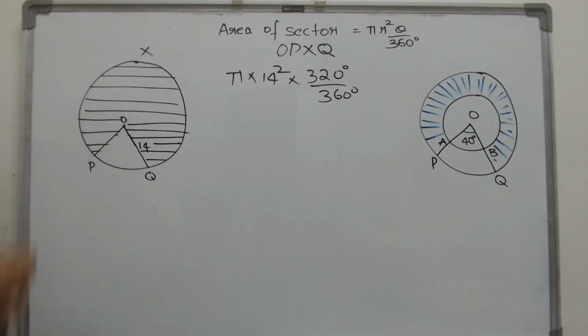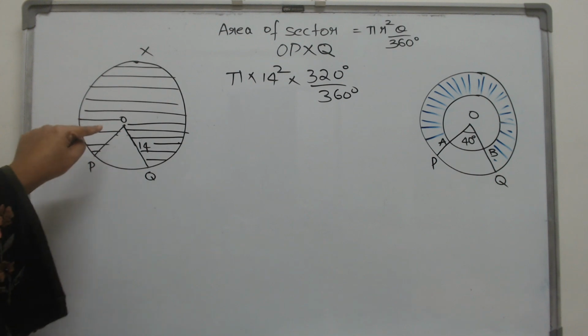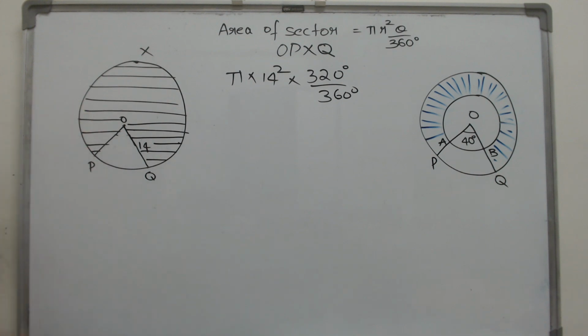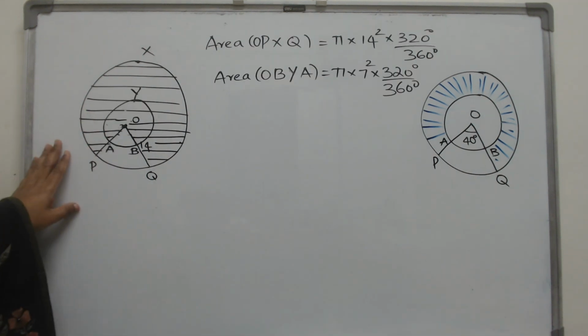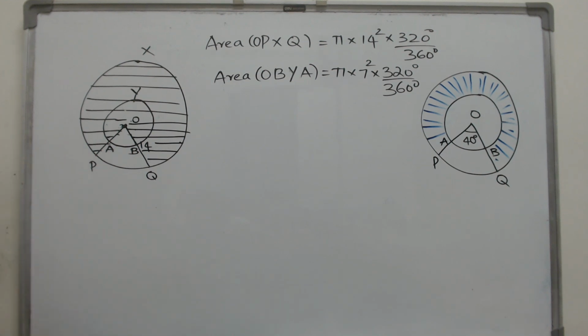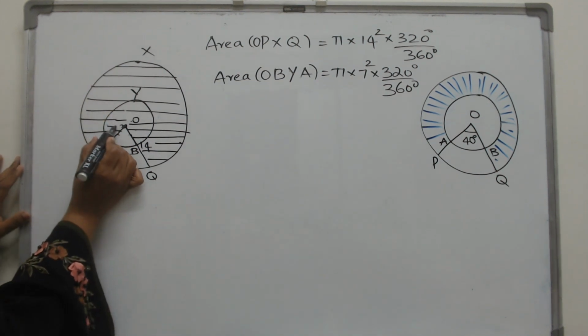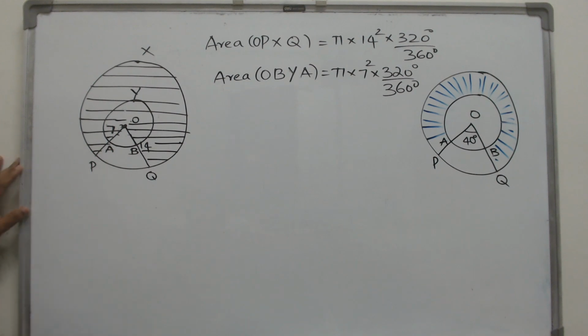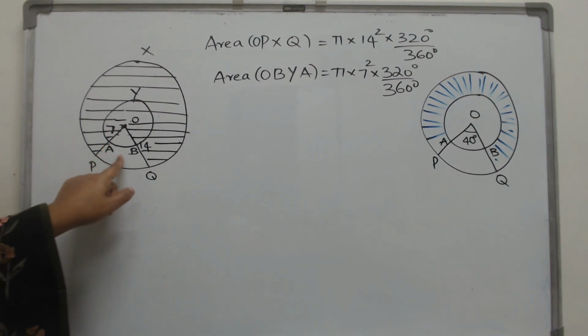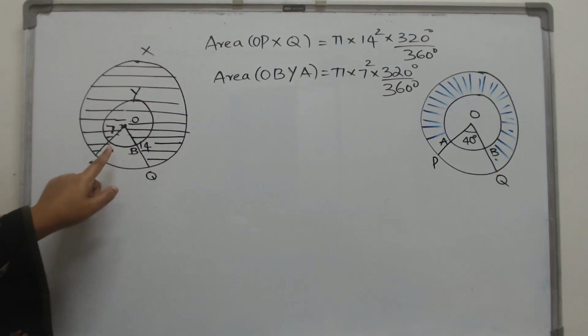But then that is not all, right? We forgot about the little circle which was inside. Let us now complete it. I have now completed the figure. Nothing has changed. All we have done is put a smaller circle inside, the one with 7 radius. And then what do we have here? Here also we have an arc AB.